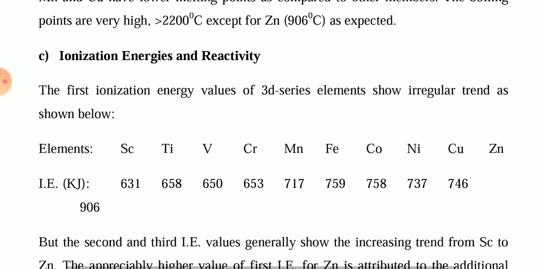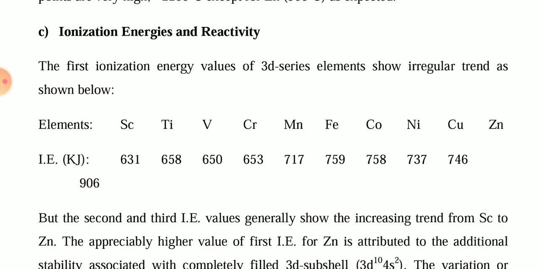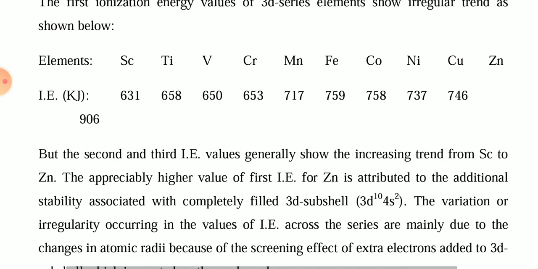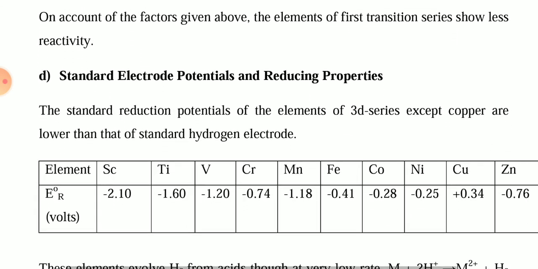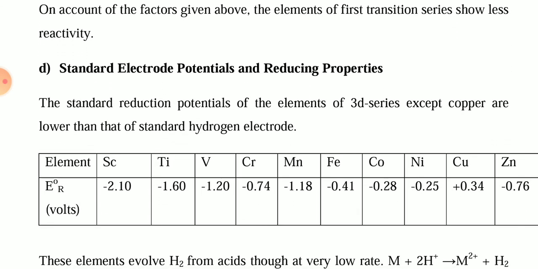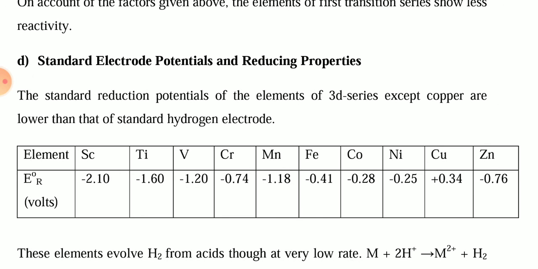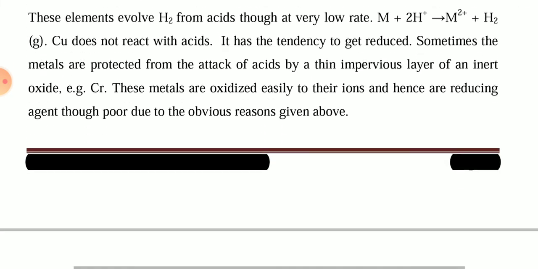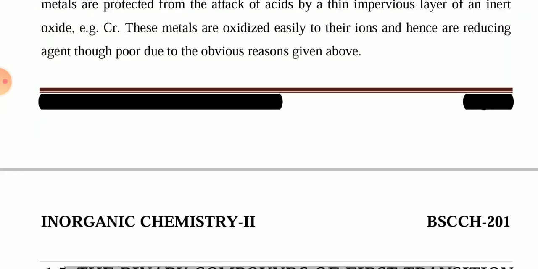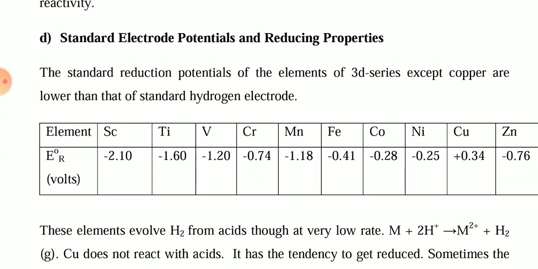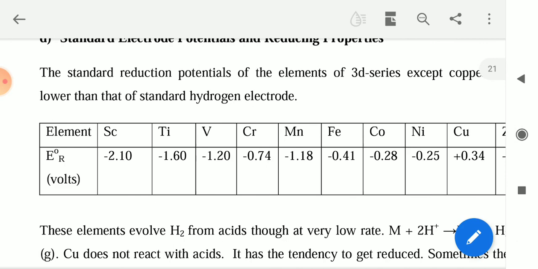Okay, if we talk about the ionization energy, you can see the ionization energy increases from scandium to Zn. Okay, next is the standard electrode potential or reducing property. You can see here the reducing property gradually decreases, then suddenly it is enhanced for Mn, and then it decreases for Zn. Okay, so these are the general properties of the first transition series of the d block elements.